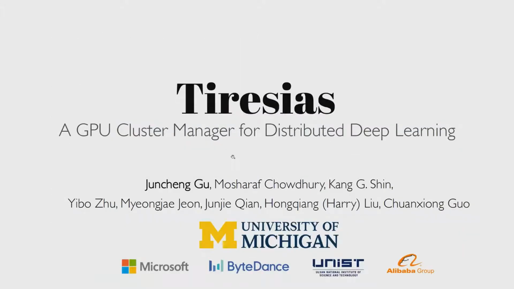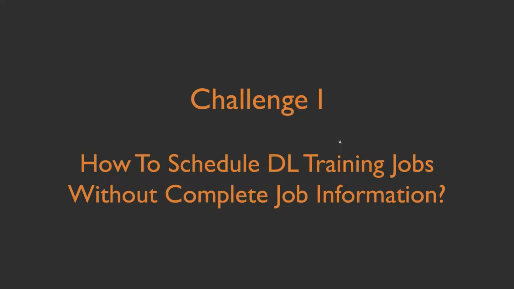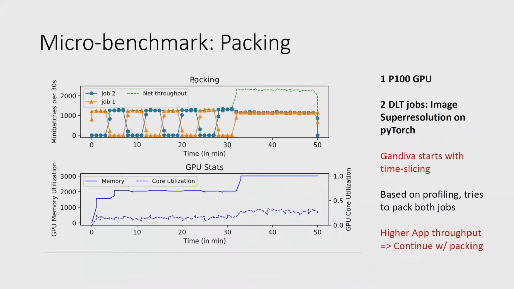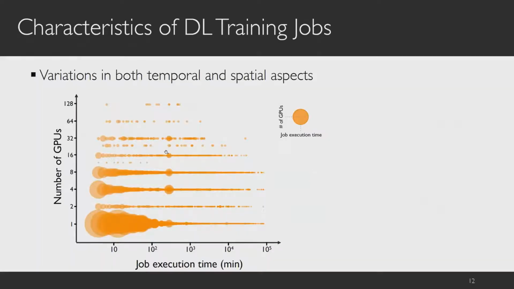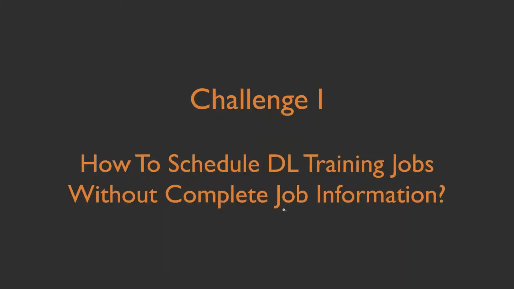And then the next year, a new paper comes up and says it's good, but there are other aspects of this scheduler problem. What if I do not have the complete job information? Without this time slicing, how do I achieve a better scheduler? So the first challenge is I don't have complete information about the job.